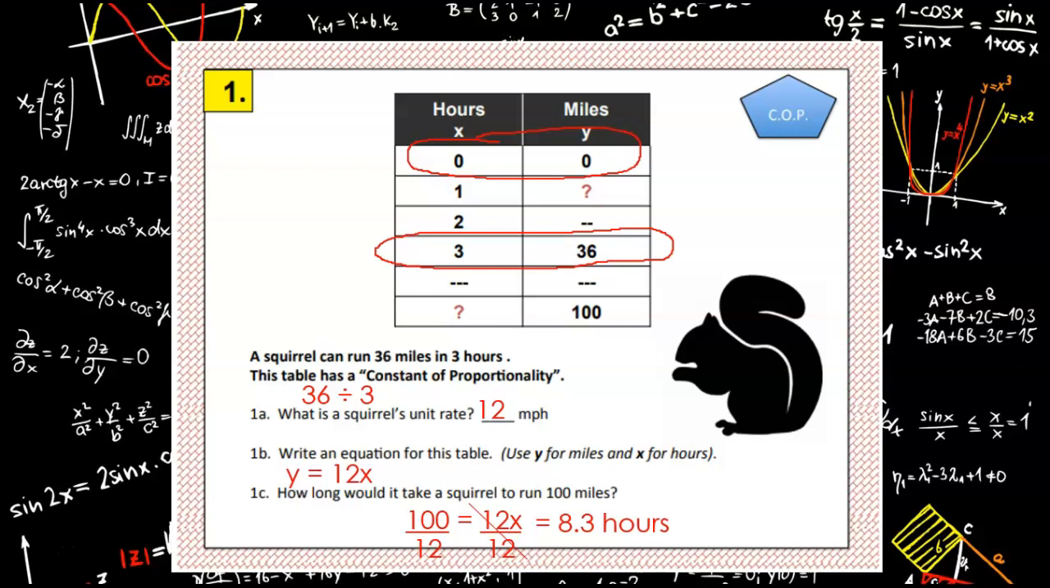And then you're going to set up a proportion to solve for the 100 miles. So 100 miles would be over here in the y column. So we're plugging 100 in for y, and then we're solving for x. We're not setting up a proportion, we're actually setting up our equation and solving. So we divide by 12 on both sides, so x is 8.3 hours.